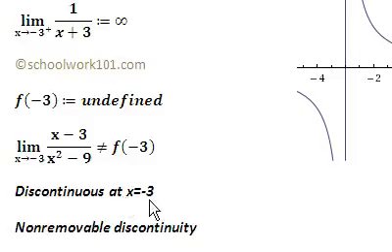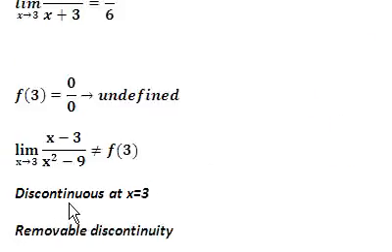Now we say that this is discontinuous at x equals negative 3, and this is known as a non-removable discontinuity, and it's because of that vertical asymptote. Now in that first part, it was discontinuous at x equals 3, and this is a removable discontinuity because it is a hole in the graph. So think of a point in the graph as being removed.